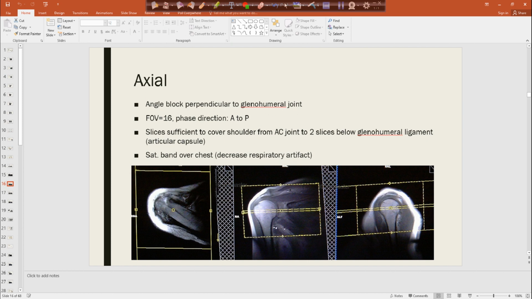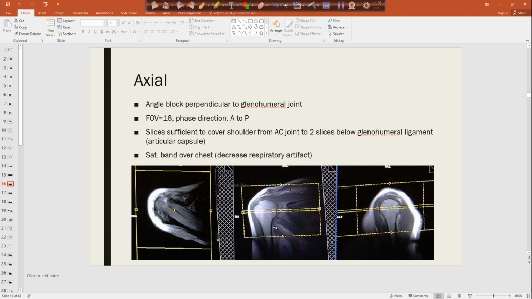Here's your axials. You're going to be perpendicular to this glenoid cavity. And then look here. We're covering the AC joint down to below the glenoid cavity where the humerus starts to narrow. Make sure your slice planes are nice and lined up in all directions.